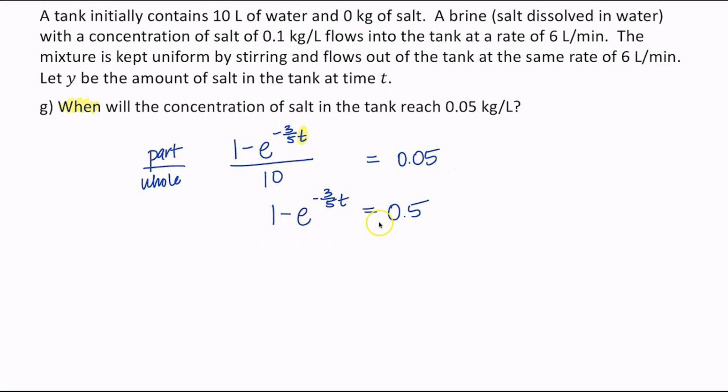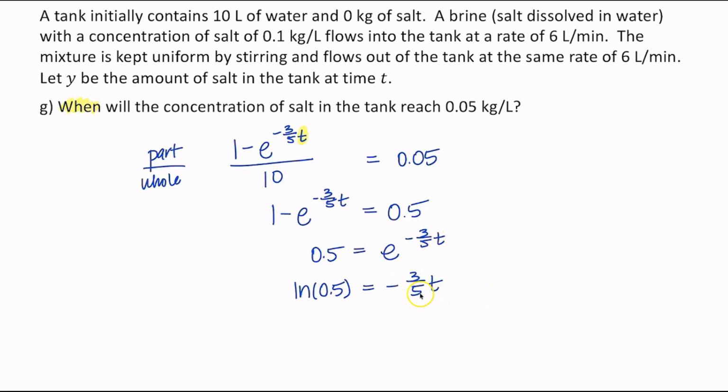And then I'm going to subtract 0.5 to the left and add e to the negative 3/5 t to the right. So 1 minus 0.5, that's 0.5. So I'm going to have 0.5 is equal to positive e to the negative 3/5 t. And then to solve for t, I'm going to take the natural log of both sides. So natural log of 0.5 is equal to negative 3/5 t, because remember, natural log and e will cancel and we'll just get what's up in the exponent.